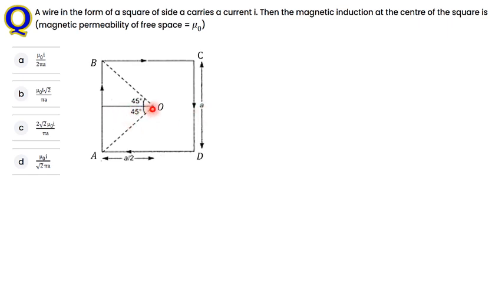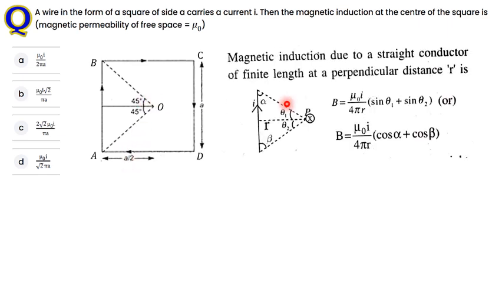So from the center, what is the magnetic field from each side when a current is passing through this? See here, in this case, the current is passing along the side. We just concentrate on only one side. So from one side, from this point to here, the perpendicular distance r here is a by 2. Now for this one, let me tell you, hope you remember this concept: the magnetic induction due to a straight conductor of finite length, whose perpendicular distance here is r. So for this one, see here 45 degree, if you are considering this angle, you are going to use sine theta 1 and sine theta 2.